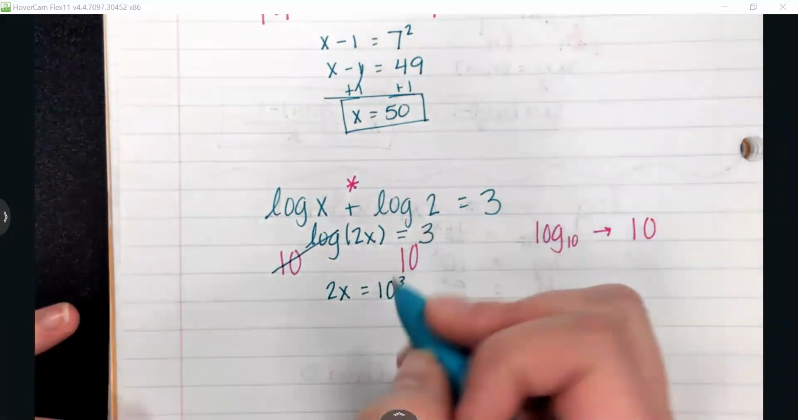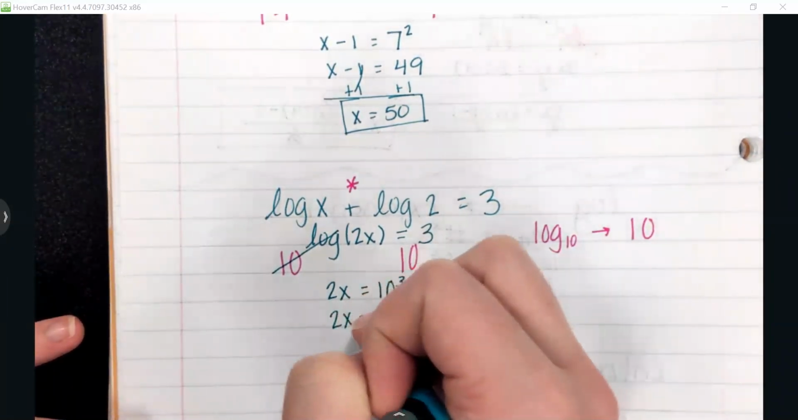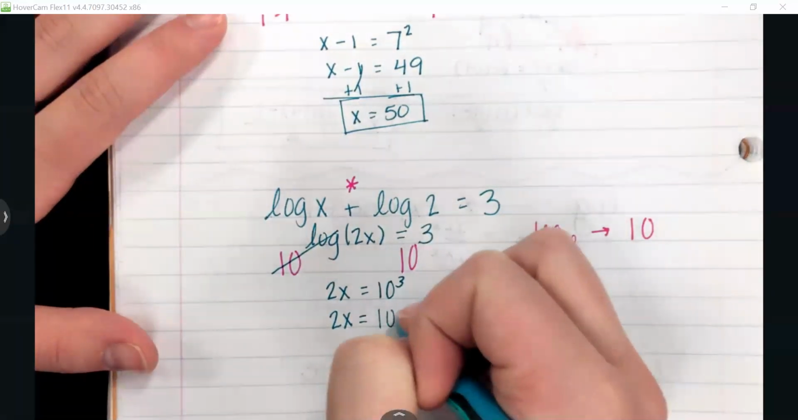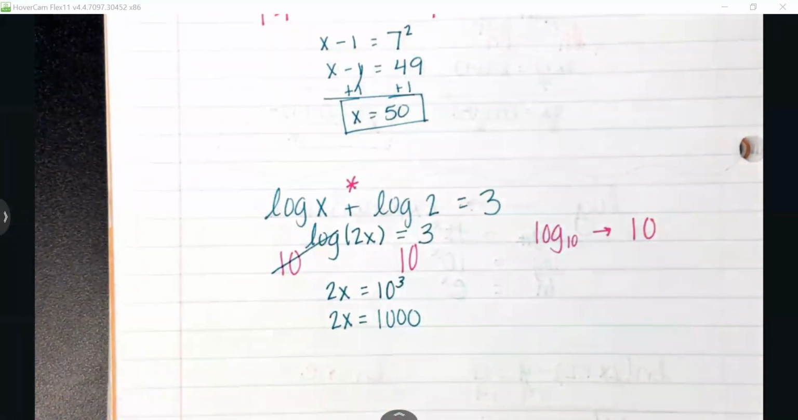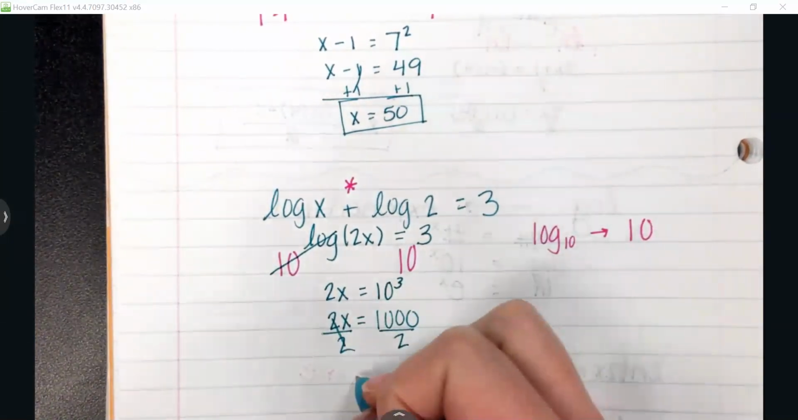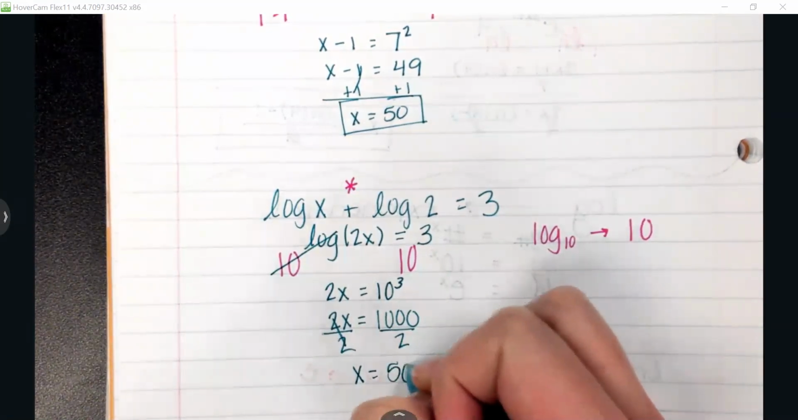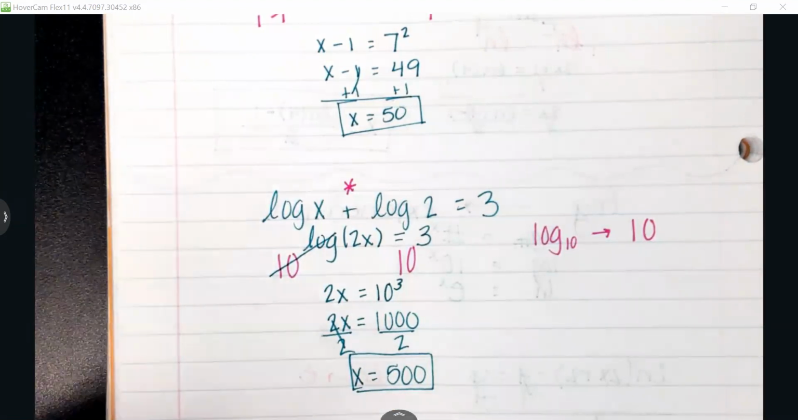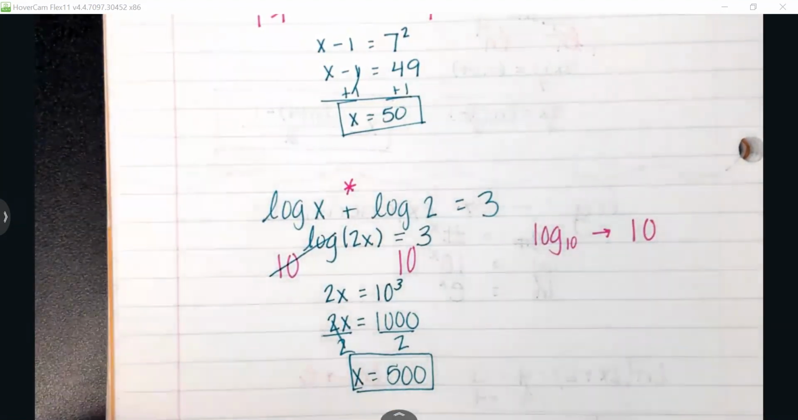What is 10 to the power of 3? You got a blue calculator if you don't know. Hurry up, somebody tell me what's 10 to the power of 3. 1,000, thank you. I don't know why you can't pick up a calculator. And divide by 2. So what does x equal? 500. Okay. All right, I have taught you everything that you need to know for Unit 11.